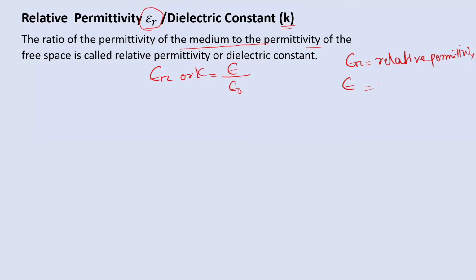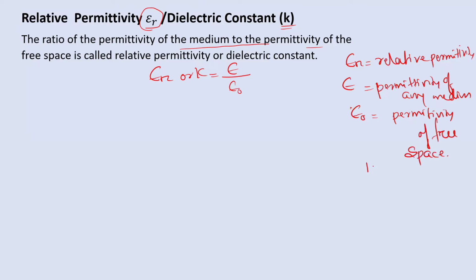And epsilon is the permittivity of any medium, or all mediums. Epsilon naught is the permittivity of free space. And k is the dielectric constant. So from here, you can write the permittivity of the medium equals k epsilon naught, right? And you can substitute this in the formulas.